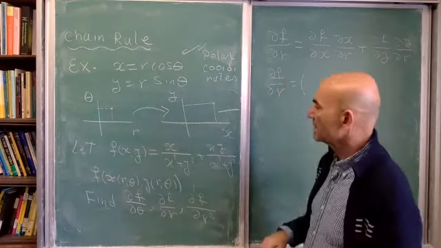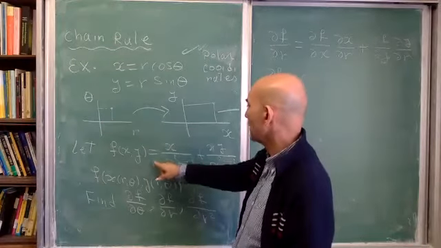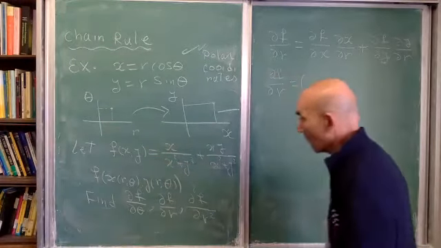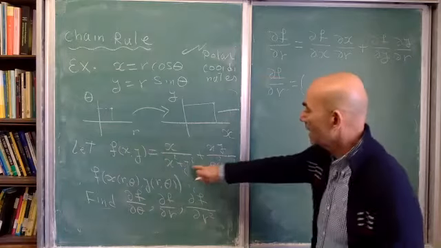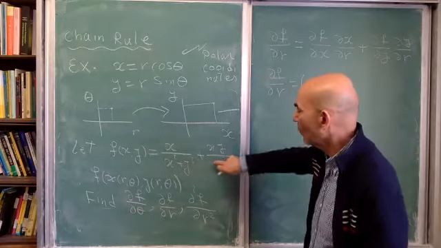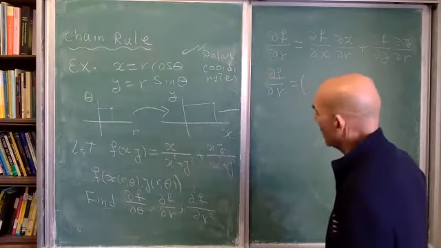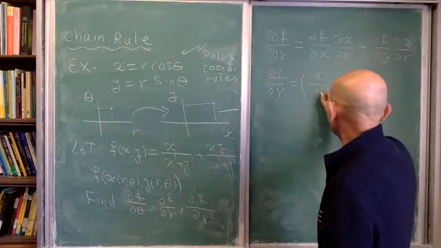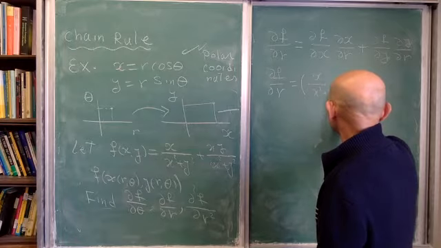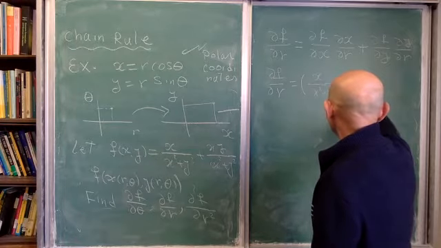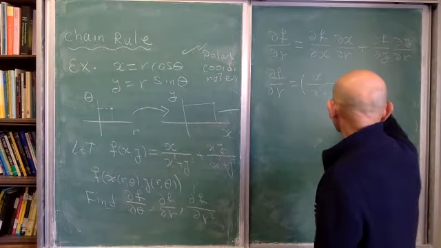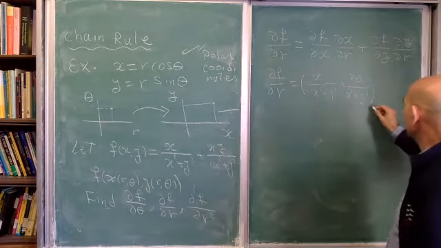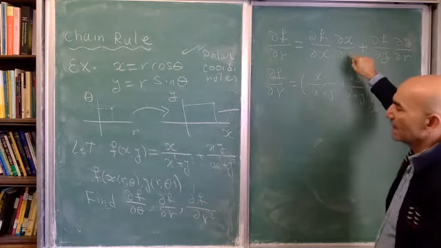The derivative of this guy with respect to x is actually not very easy. It involves some calculations. So let me put it like x over x² plus y², plus xy over x² plus y². I just write it like with respect to x times dx/dr.